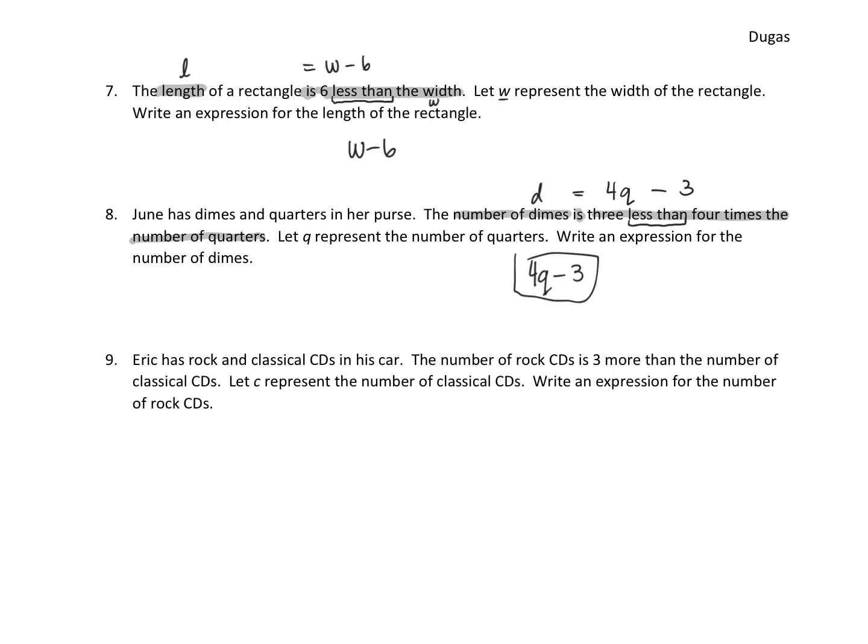So let's let rock be R and classical be C. The number of rock is 3 more than the number of classical. So the rock, that's R, equals 3 more than, so that's a plus, so 3 plus the number of classical. So 3 plus C, or C plus 3, whichever order you want to put it in, would be the expression for the number of rock CDs.